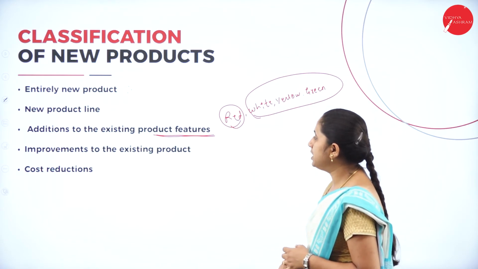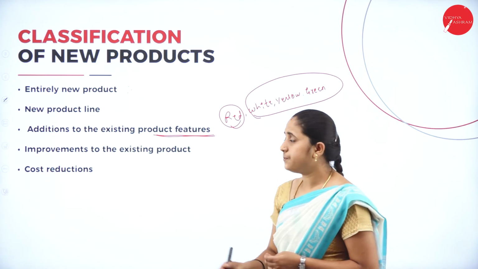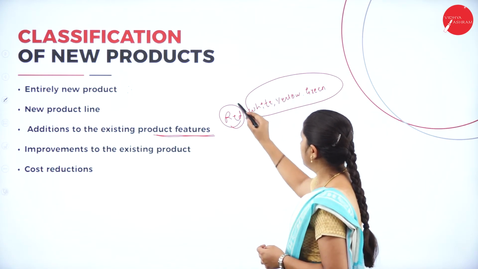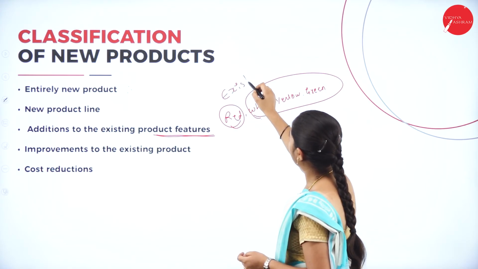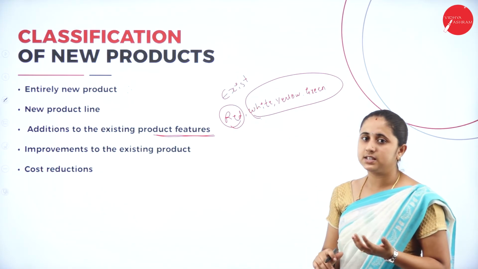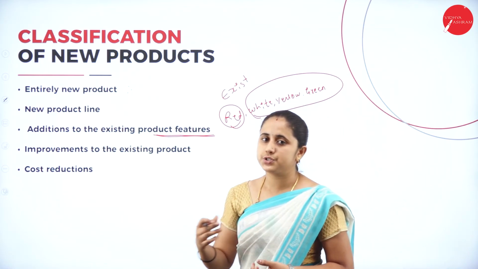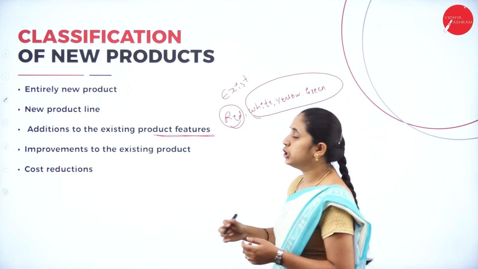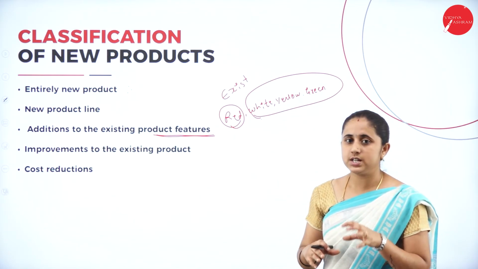Next, improvements to the existing product. They improve the product. Here the product will remain the same. The product will exist in the market, but you add new features. You are going to add new features for the existing product. Here you are going to improve the product. You are going to improve the original product.